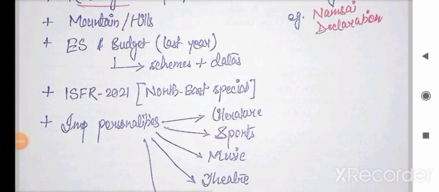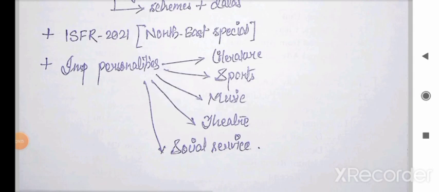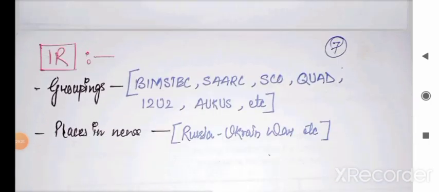I have made notes. If you want, I'll share it. And then come the important personalities with respect to literature, sports, music, theatre, and even social service. I can give examples of all, but just giving one for social service: you can add Jadav Payeng sir. So this way you have to cover it.